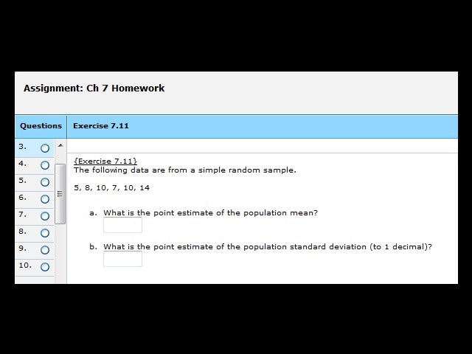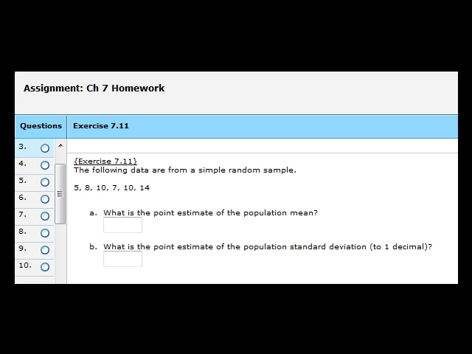So what I thought we would do today is look at one of the homework exercises from Chapter 7, specifically exercise 7.11, which is the third question on the homework assignment. The question gives you 6 points of data and then asks you part A, what's the point estimate for the population mean, and part B, point estimate for the population standard deviation.